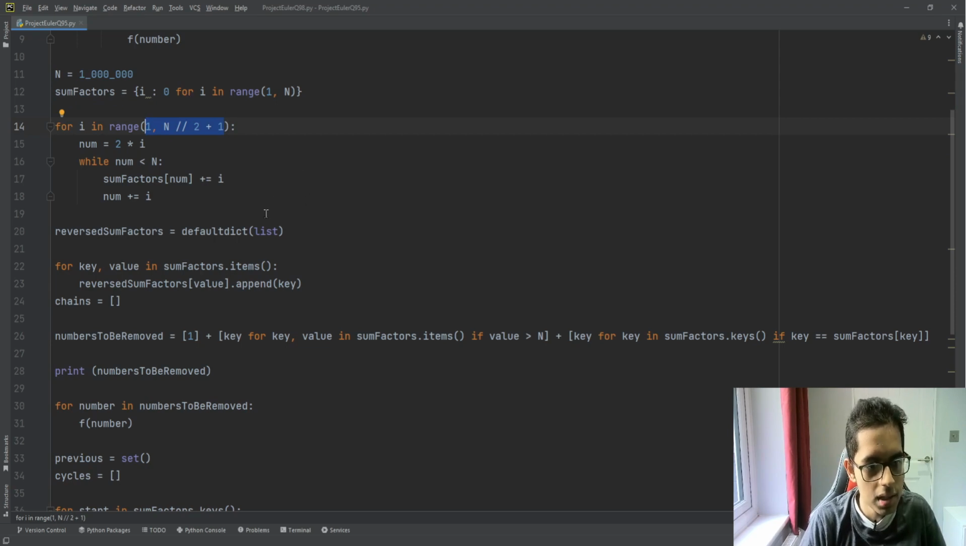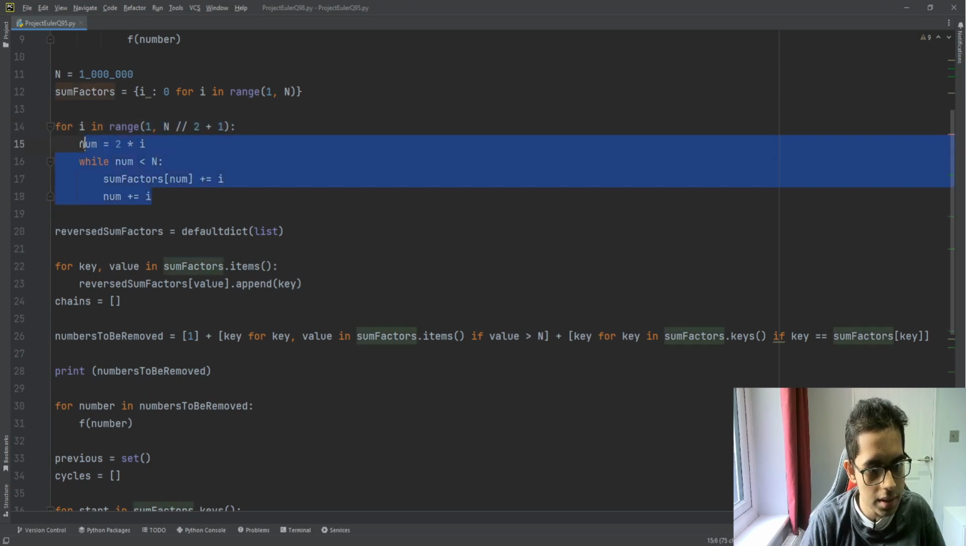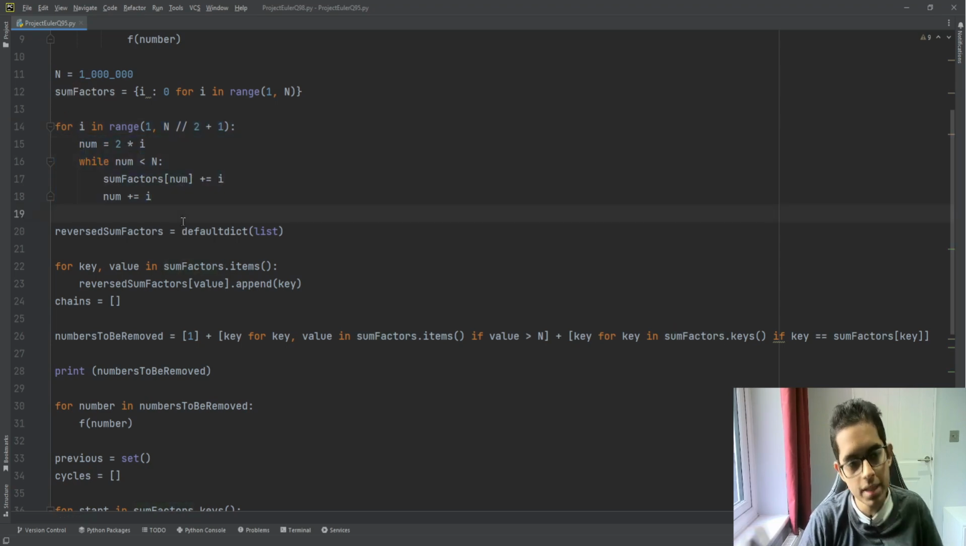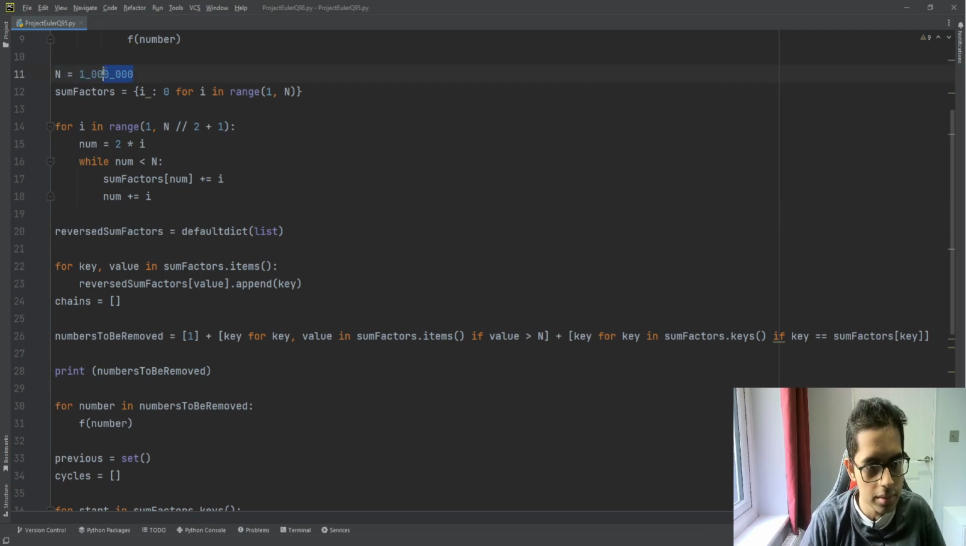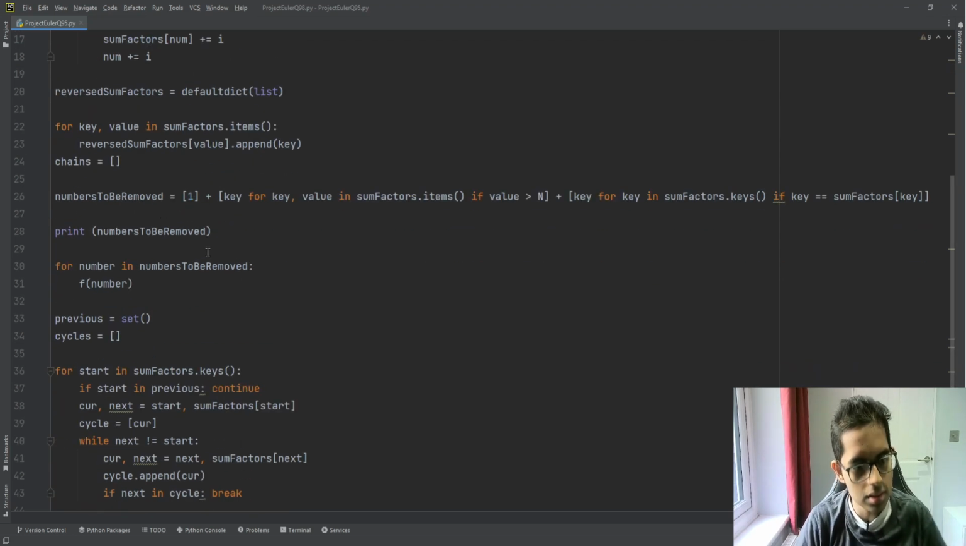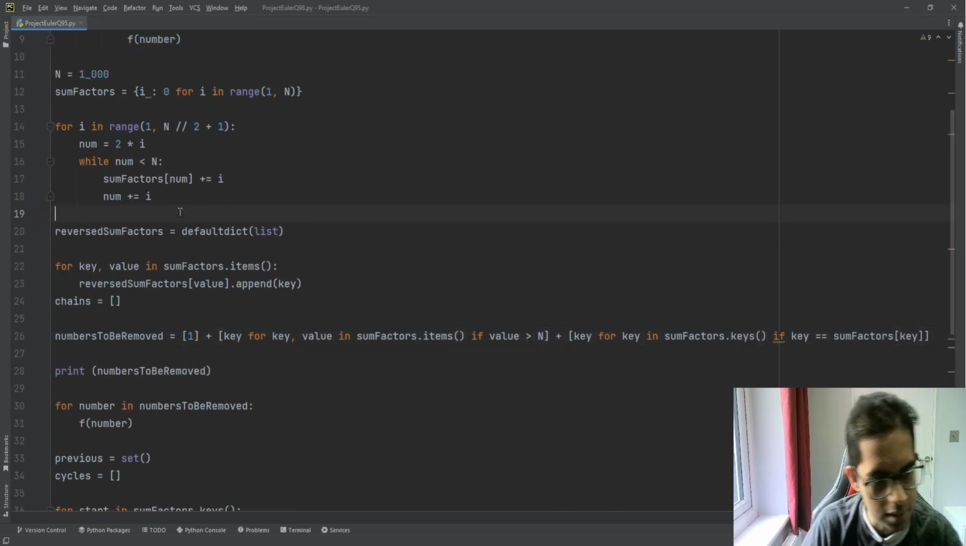Okay, and then this code's essentially just what I described. We increment all their multiples by i, where i is the number we're trying to calculate for. So this just gives us the sum of the factors. For example, maybe I'll just run this for 1,000, just so we're clear on what exactly is going on.